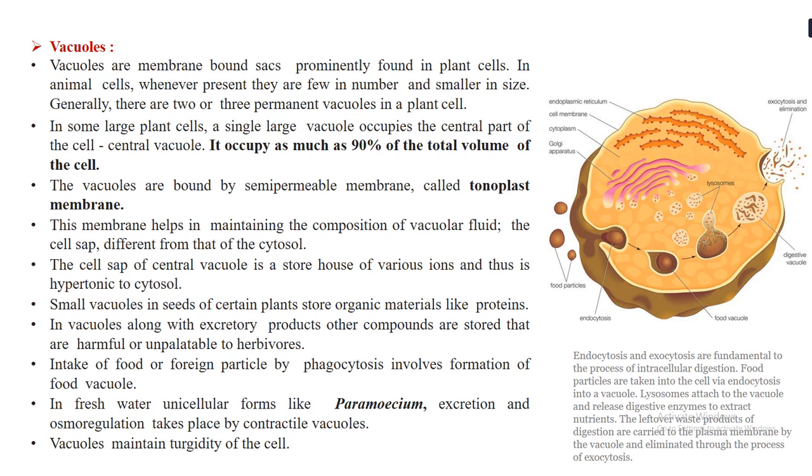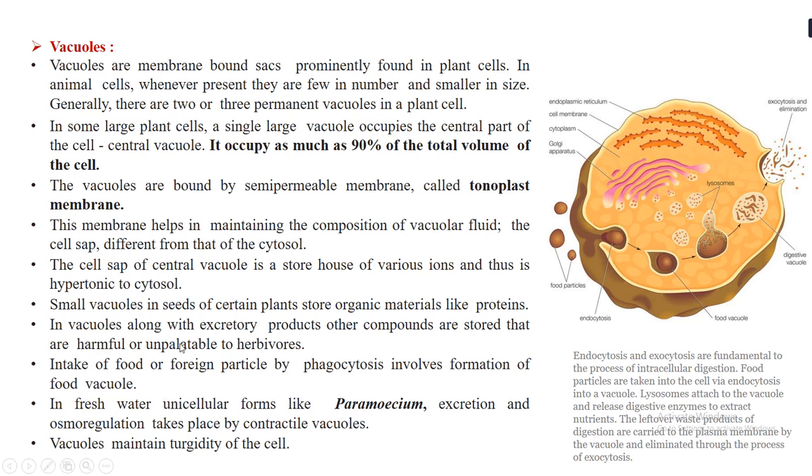Now the composition of the cell sap again differs from cell to cell. The cell sap of the central vacuole that we just spoke about is a storehouse of various ions, and thus it is hypertonic to cytosol. And small vacuoles in seeds of certain plants store organic materials like proteins.